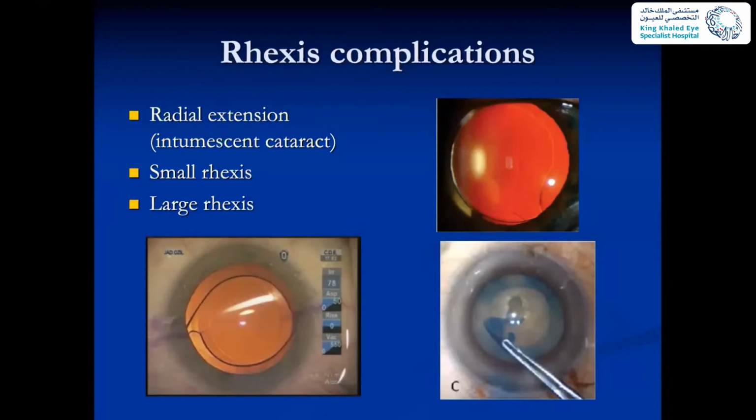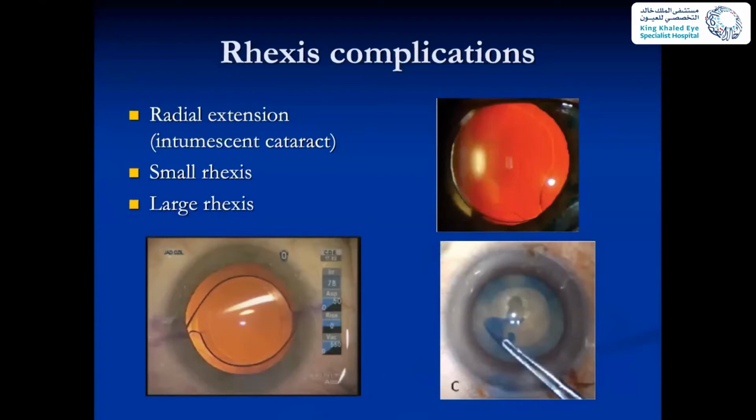Another Rhexis complication is small Rhexis. Sometimes we are afraid of the extension, so we keep our Rhexis to the smaller side. But what happens if we ended up with a 4 millimeter Rhexis or smaller? This will make the subsequent step of phacoemulsification, trying to get pieces, especially if large nucleus or hard nucleus, very difficult, and sometimes the tension of manipulation will be transmitted to the zonules, causing zonular dialysis and complications. So we are aiming usually for a 5 millimeter Rhexis.